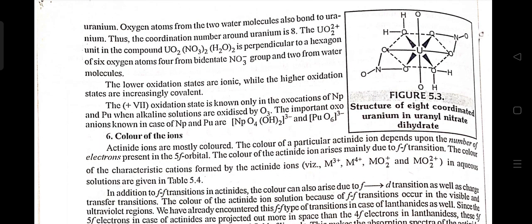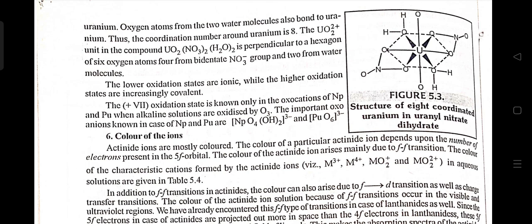Oxygen atoms from the two water molecules also bond to uranium. The coordination number around uranium is 8. The UO2 2+ unit in the compound UO2(NO3)2·2H2O is perpendicular to the hexagon of 6 oxygen atoms, 4 from the bidentate nitrate groups and 2 from water molecules.